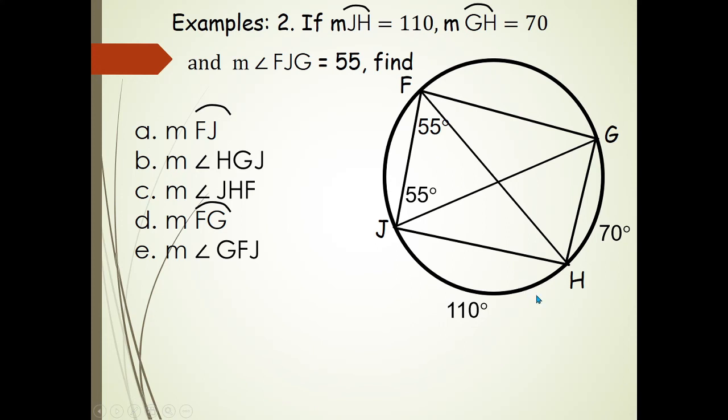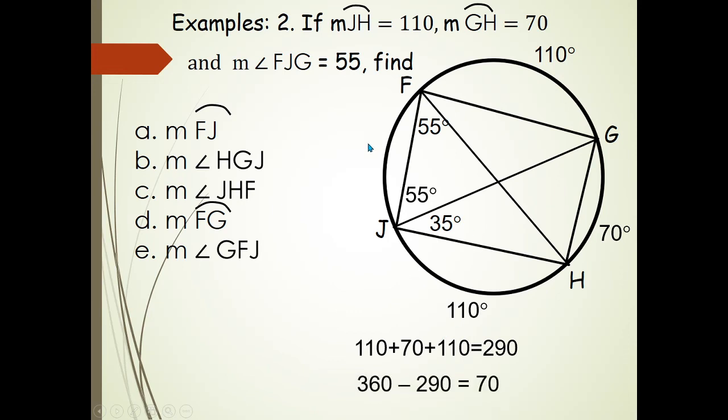Next, yung namang GH. So, 70. This is the intercepted arc, so ito yung inscribed angle niya. Kalahati ng 70 is 35. And then, measure of angle FJG. This is 55, so twice ng 55. Ito yung arc niya. So, that's 110. Okay. So, meron na tayong tatlong measure ng arcs. There is one more here. So, ano kaya to? I-add ko tong tatlo, and then subtract to 360. So, this one is 70.